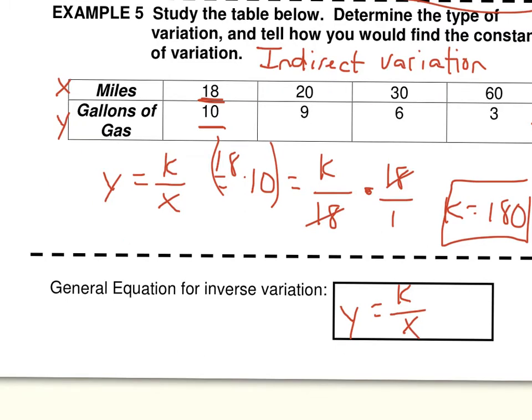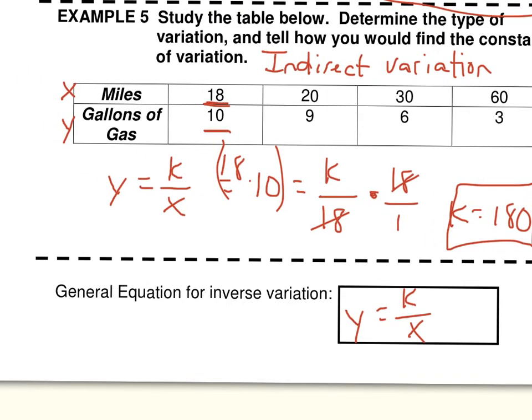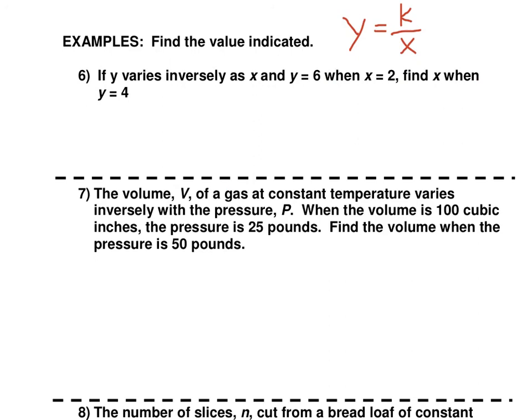All right, so let's look at 3 examples that involve this inverse variation or indirect variation. It's the same thing. All right, so write down this example. It says if y varies inversely as x, so that means we're going to use this formula, and y is 6 and x is 2, then find x when y is 4. So the first thing you want to do is find out what k is, and then you'll substitute it to find the other value. So here we have y varies inversely, so we have this formula.